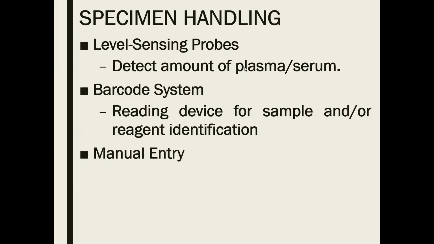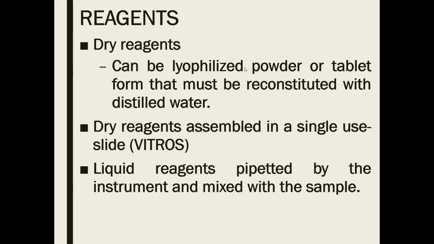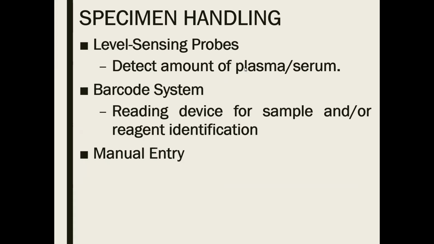Okay? So for specimen handling, we have your level sensing probes that detect the plasma or the serum to be tested. The barcode system is used as a reading device for sample and reagent identification. And manual entry, pag po sinabi nating manual entry, edi mano-mano mong i-encode para pong nagta-type ka lang ng test sa cellphone mo. Halimbawa, you are going to click your settings, no? And then from that settings, there are tests available. I-click mo lang yun. Manual testing po ang tawag doon without the use of barcoding.